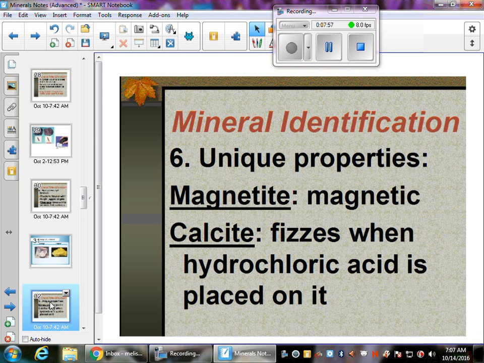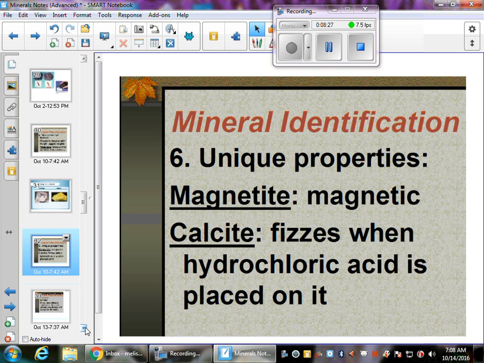The sixth thing we are going to look at is some unique properties of minerals. There are two minerals that have some very unique properties. There are others as well, but these are two that I would expect you to know. The first one is magnetite. This mineral is magnetic, so when you hold it up against something else that is magnetic, it will be drawn towards it. The other is calcite. Calcite fizzes when hydrochloric acid is placed on it. It'll have little bubbles when you put hydrochloric acid on it.